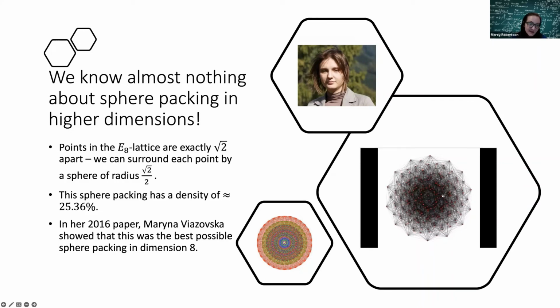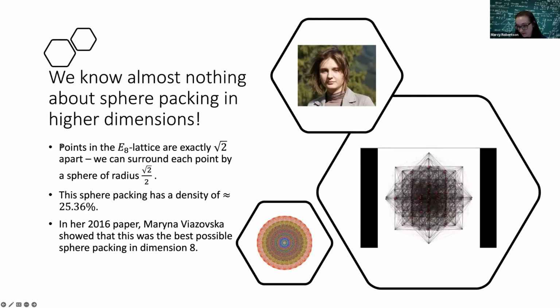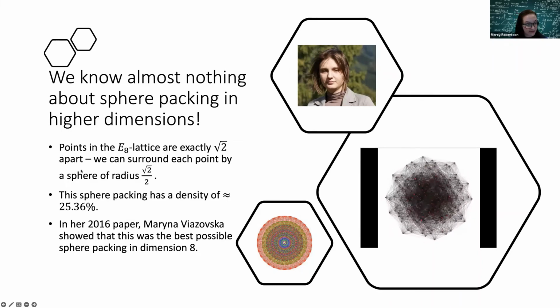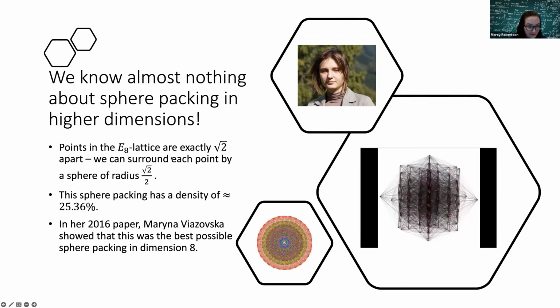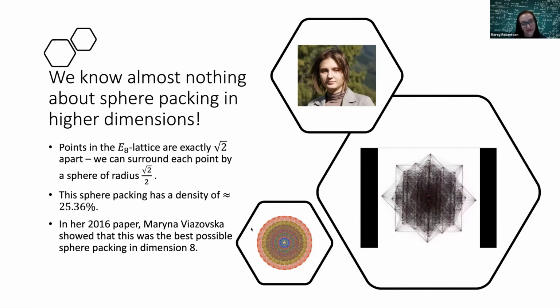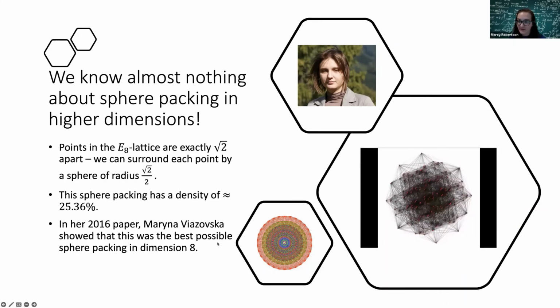But it turns out this is actually the absolute best we can do. So Maryna, and I should have looked up how to pronounce her last name before this talk, so I'll just say Maryna, yeah, I'm not going to go with it. She showed that this is actually the best possible sphere packing in dimension 8 in 2016. And this is the paper that won her the Fields Medal this year in 2022. And that's a picture of her. This is also a picture of the E8 lattice, sort of graphically. All right.